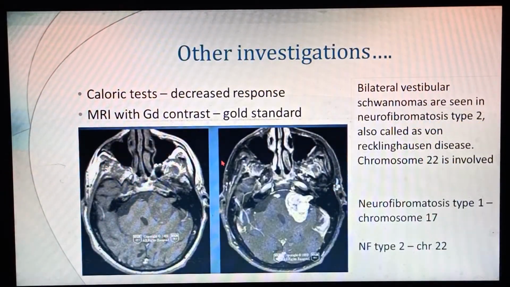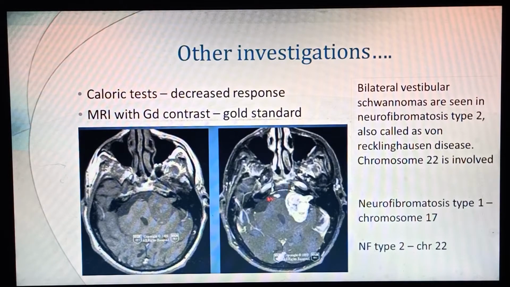And coming to the other investigations, the gold standard investigation is the MRI with gadolinium contrast. See, this is the T1 image of the acoustic neuroma, and when you give the contrast, it enhances very well, takes up the contrast very well. See the T1 with contrast image. This is the gold standard investigation of an acoustic neuroma: MRI with gadolinium contrast.